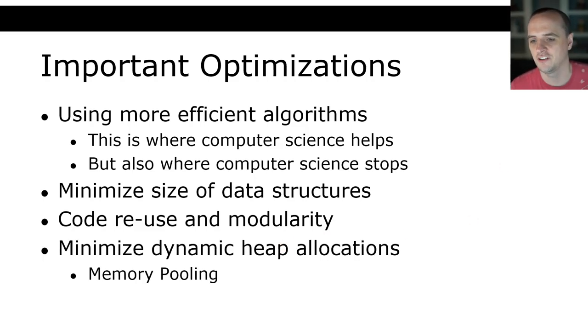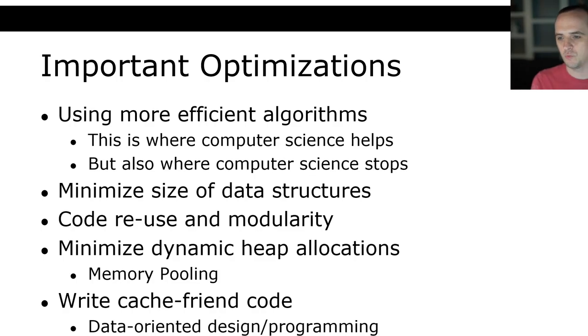And minimizing dynamic heap allocations is going to be something that we talk about in a second. As I talked about before, dynamic heap allocations are very expensive. And so we're going to show something called memory pooling, which can help minimize the amount of dynamic memory allocations that we make. And also, we want to write cache-friendly code, okay? This is sometimes called data-oriented design or data-oriented programming, where we spend a lot of time and effort organizing our code and our data such that it's contiguous in memory in the way that we want, and we have cache-friendly code now. So I'll go into details about that a bit later in the lecture.